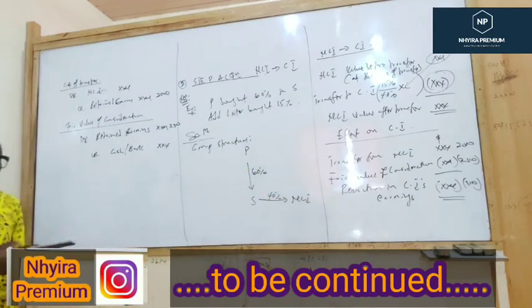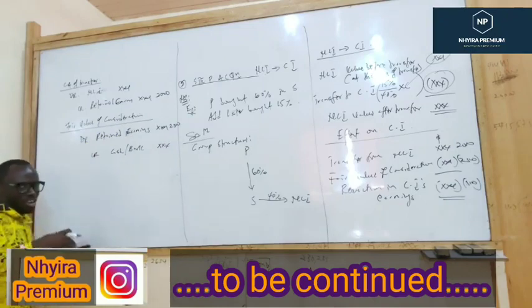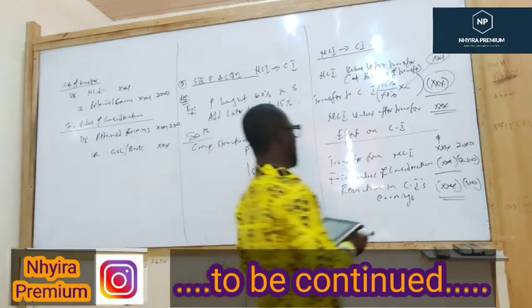Let's look at the third one. Change in ownership. So we will do the opposite. Now the controlling interest selling to an NCI.